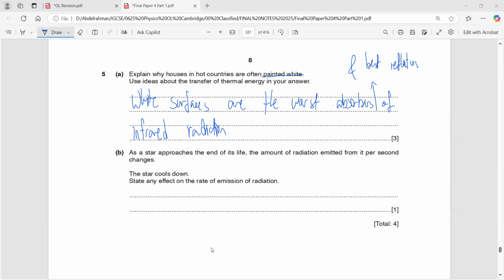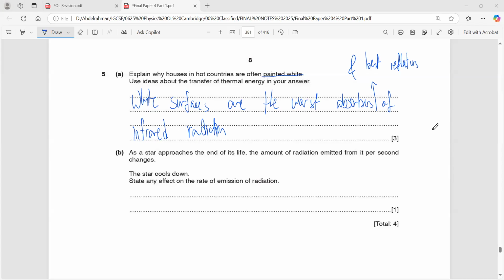Can I say absorber and emitter? No, don't. If you're not sure, okay, say. But that would mean that you don't actually understand it quite well. It would mean that you don't fully understand the question.